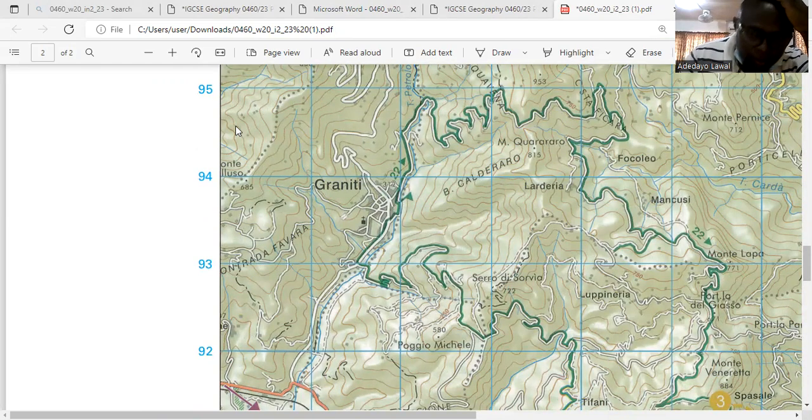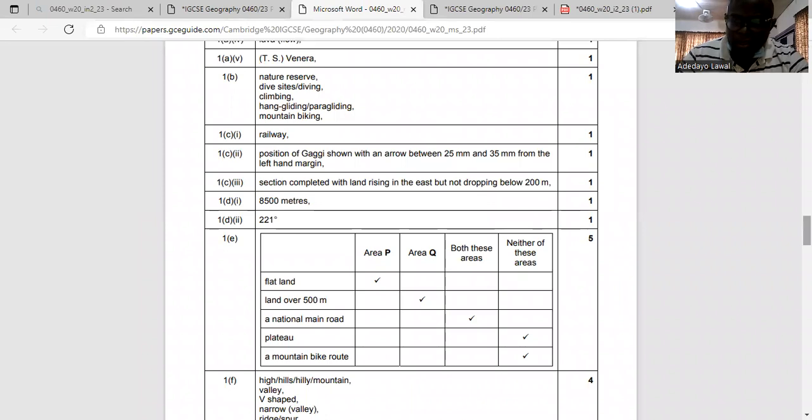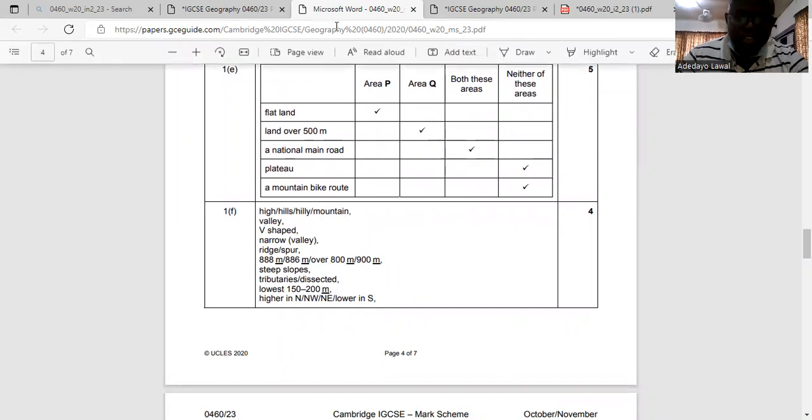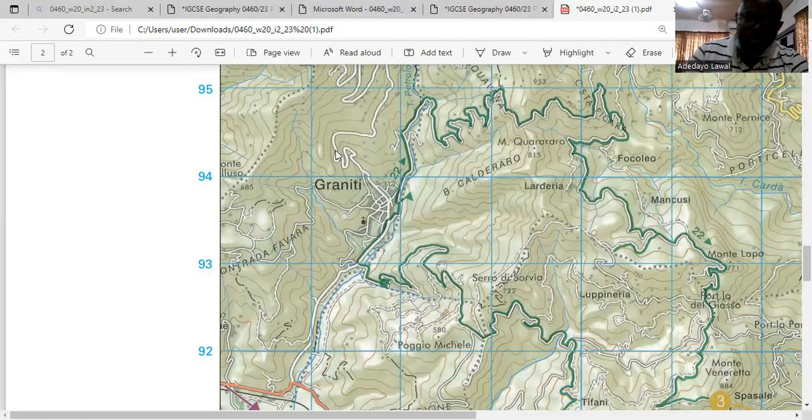Because there are rivers here, it's also a valley. You can talk about valleys. For rivers to be there, that means it has a valley. There's a spur there, a ridge. So it's hilly. You can mention hills, hilly, mountainous, valley, V-shaped. Why is it V-shaped? Because for it to be a highland, that means it's found at the upper stage of a river. And at the upper stage of a river, you have the presence of a V-shaped valley. Since there's a river here, this is a V-shaped valley. So that's another one mark for you.